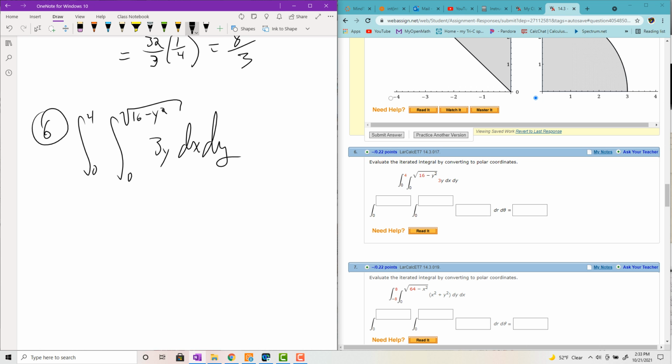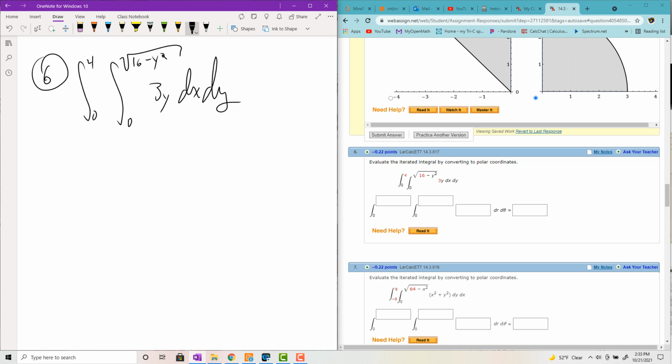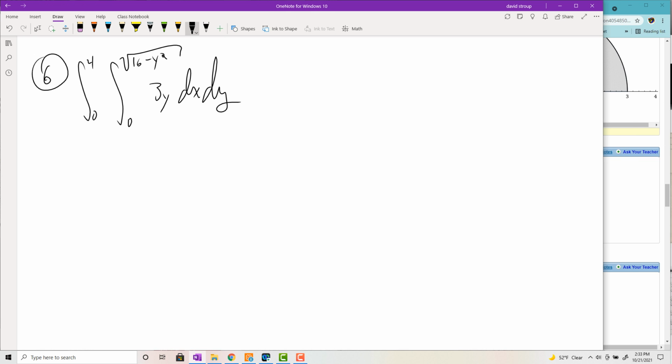What you want to do is get the region and then convert to polar. So the region, what is that thing? It's going from x equals 0 to x equals this thing. X equals 0 is the y-axis. X equals square root of 16 minus y squared. So that's some sort of circle. x squared equals 16 minus y squared, so x squared plus y squared is 16, a circle of radius 4.